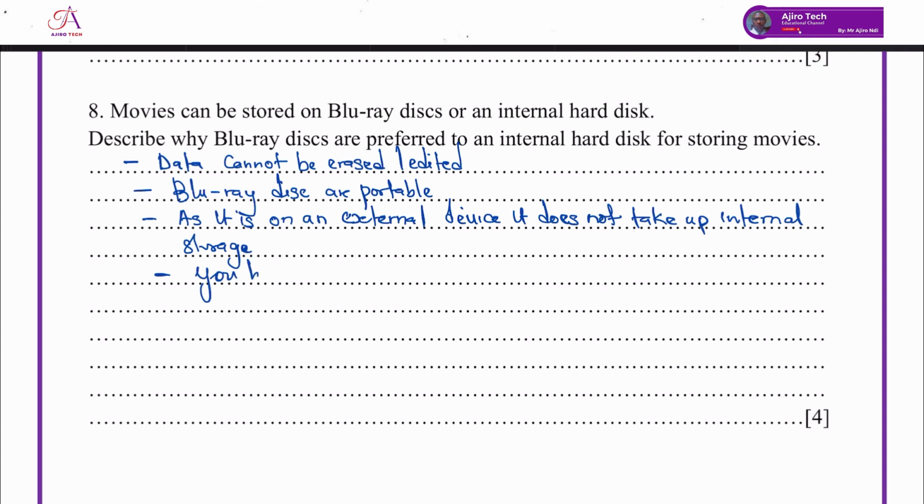So you can have a large number of Blu-ray discs, therefore more storage. This is important because essentially the Blu-ray is external, right? So you have to slot it in with the Blu-ray reader or the CD or DVD readers, and then you can store the movies there. So that saves a lot of space on your internal storage, instead of storing the movies in your internal storage.